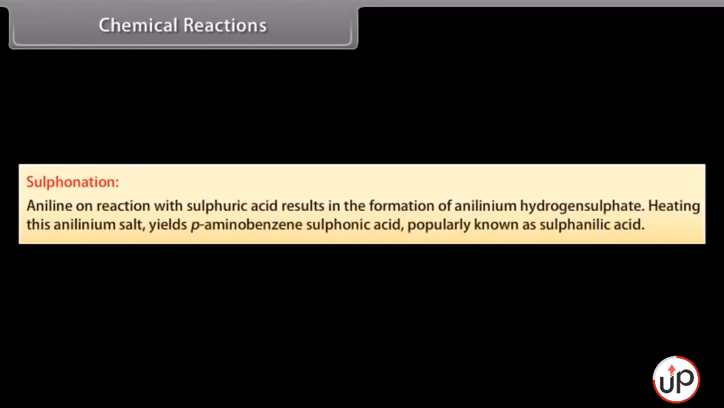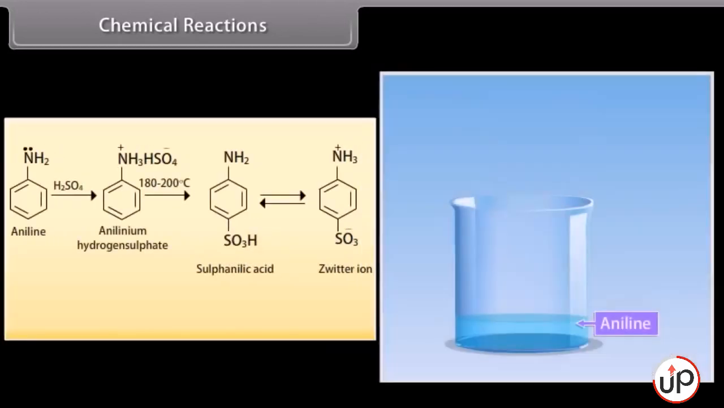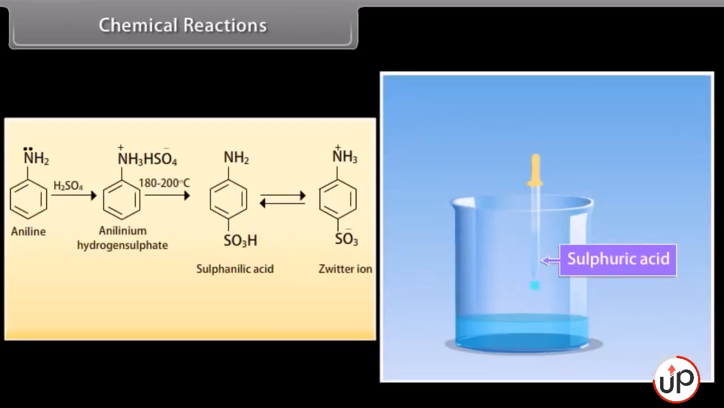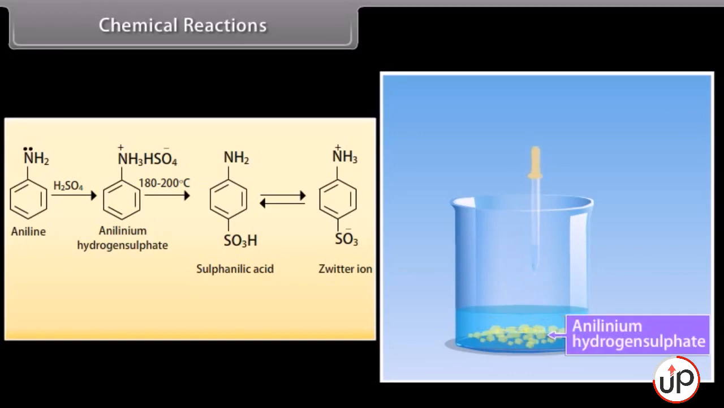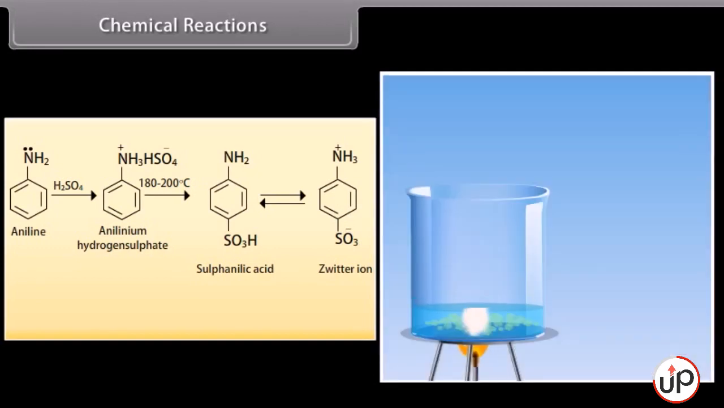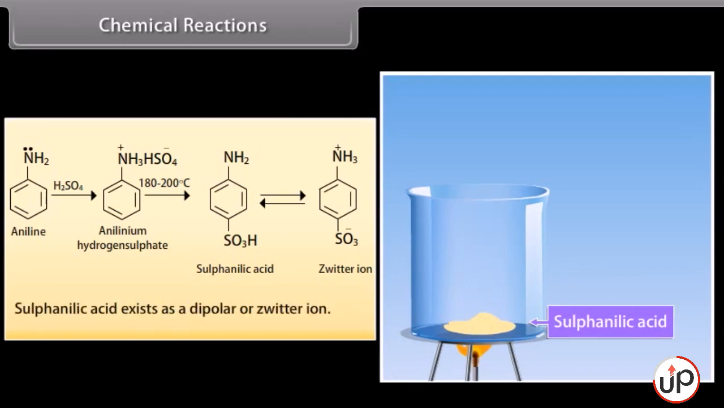Sulfonation. Aniline on reaction with sulfuric acid results in the formation of anilinium hydrogen sulfate. Heating this anilinium salt yields para-aminobenzene sulfonic acid, properly known as sulfanilic acid. Aniline reacts with sulfuric acid and forms anilinium hydrogen sulfate, and then on heating the anilinium ion at 180 to 200 degrees Celsius, it forms sulfanilic acid. Sulfanilic acid exists as a dipolar or Zwitter ion.